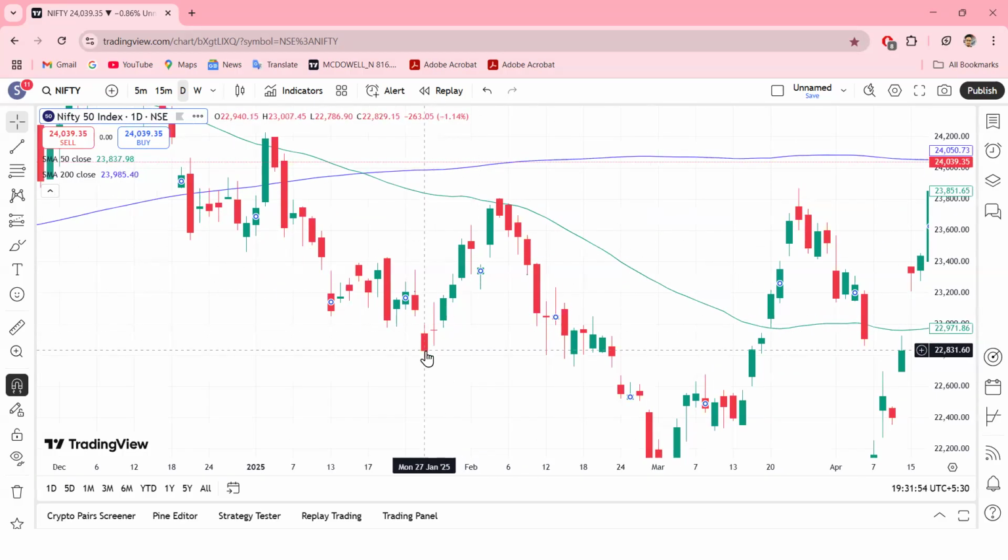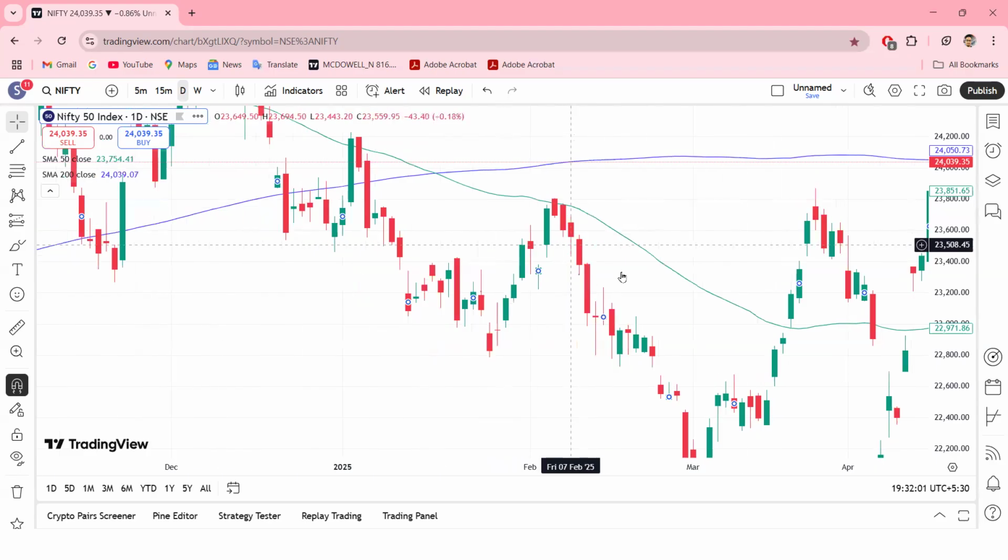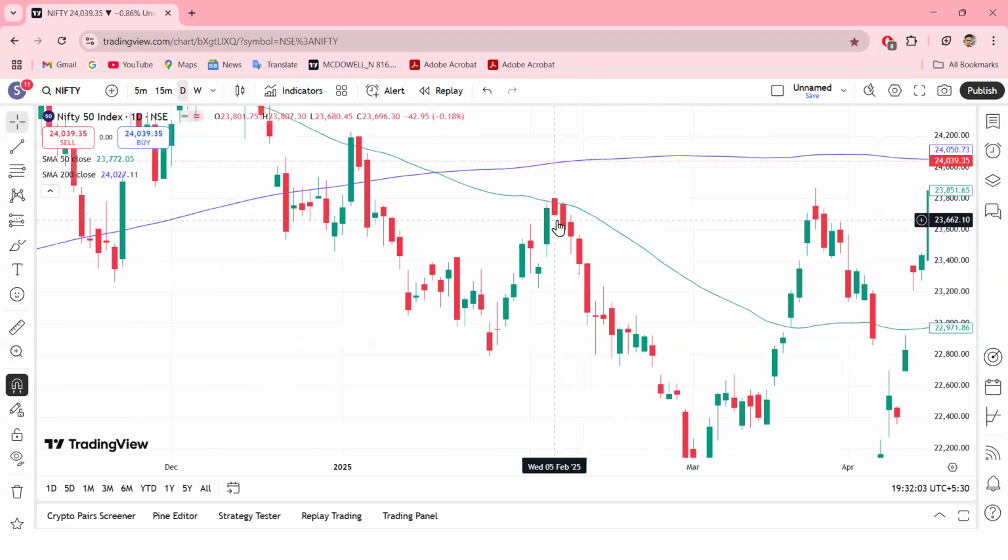It is coming from 27 Jan, and it is at 5th February. It hits this resistance, the 50 moving average line. So it acts as a resistance only. So if it is a resistance, how can you buy?